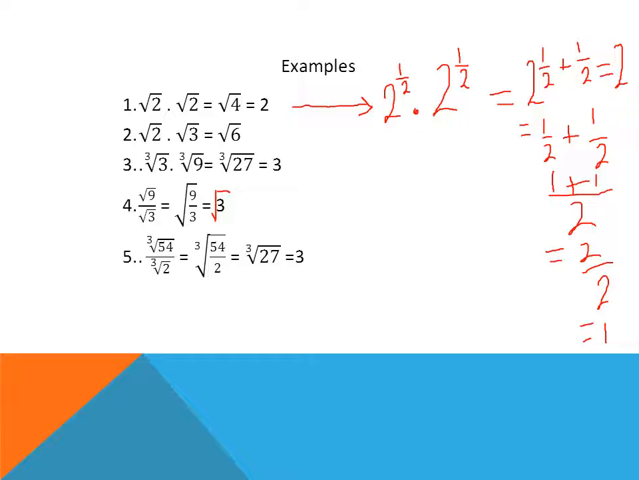Now we go to the division law example. We have the square root of 9 divided by the square root of 3. We divide the radicands. We are going to have the square root of 9 divided by 3. So therefore, the final answer is the square root of 3.